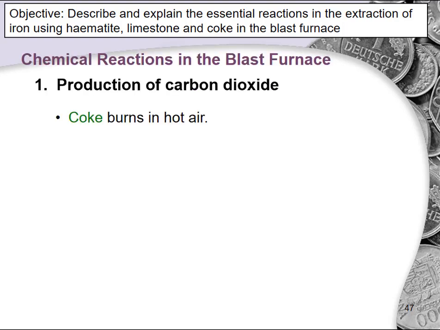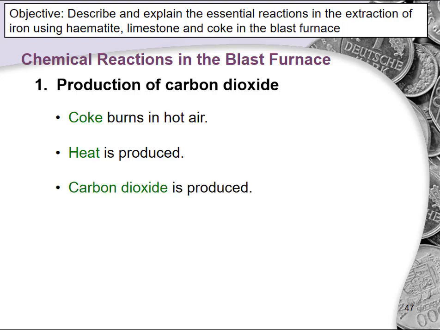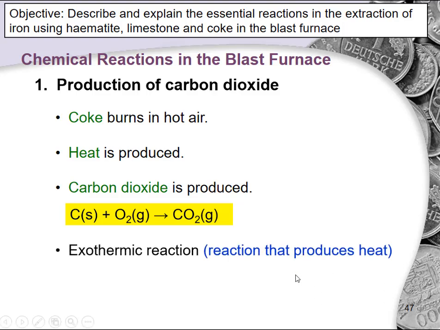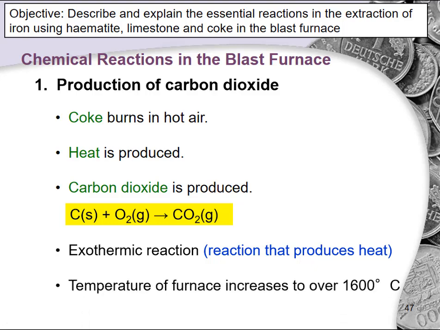Coke, which was entered from the top of the blast furnace, burns in hot air, and this reaction is very hot. It produces even more heat and causes more coke to burn. Coke, which is carbon, reacts with oxygen to form carbon dioxide. And this reaction is very exothermic. It means the reaction produces heat itself, and the furnace reaches over 1600 degrees during this reaction.